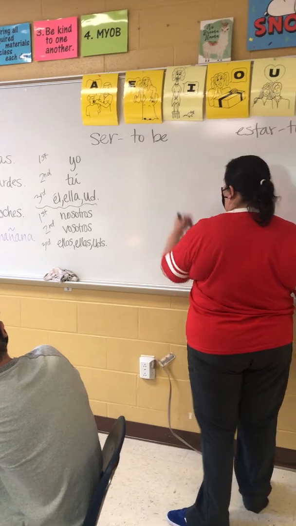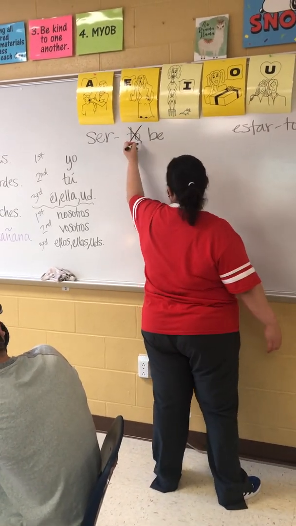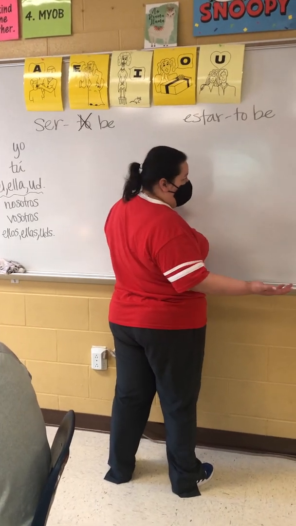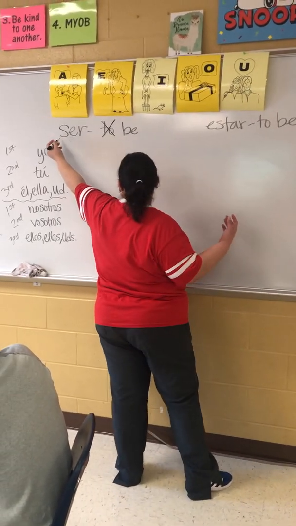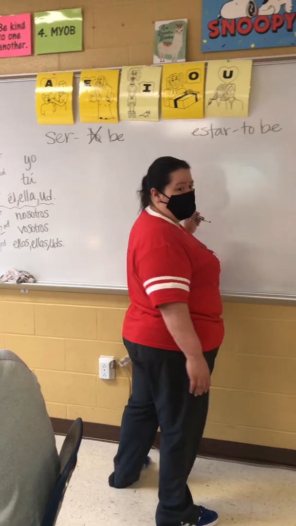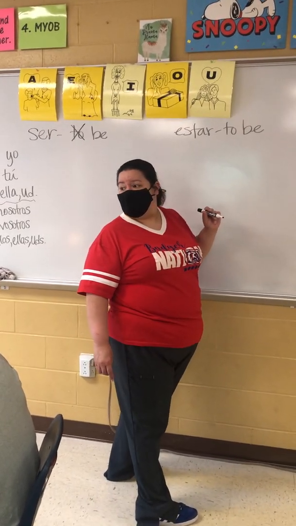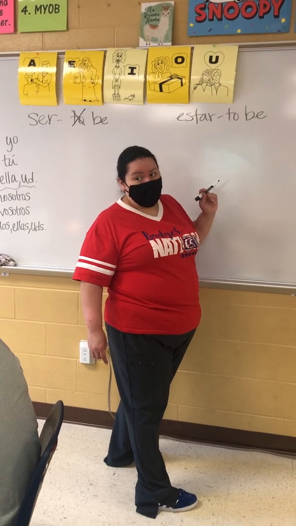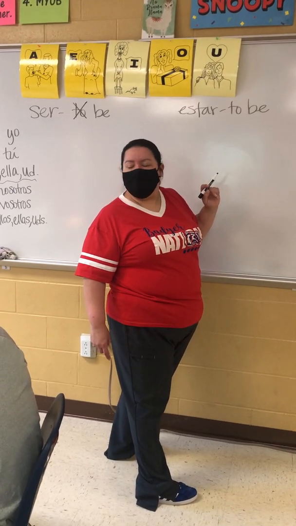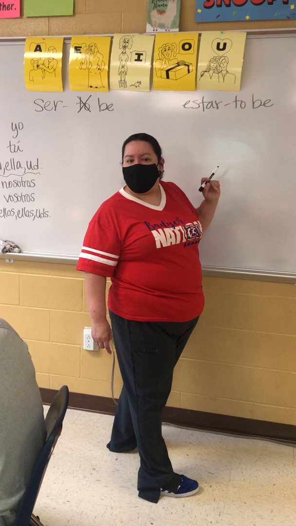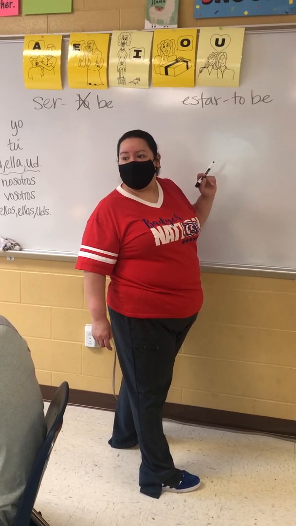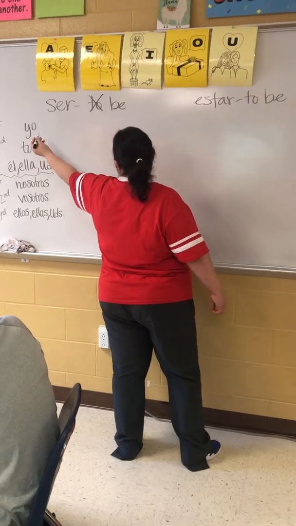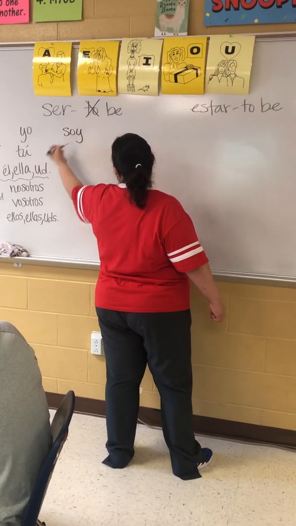So when you conjugate, it's basically like you're taking the to off, and then you're changing the form of that verb. Ser, meaning to be. Do we say I be in English? No. I mean, some people may. Is that correct? No. What would we say? I am. Okay. So yo soy means I am.